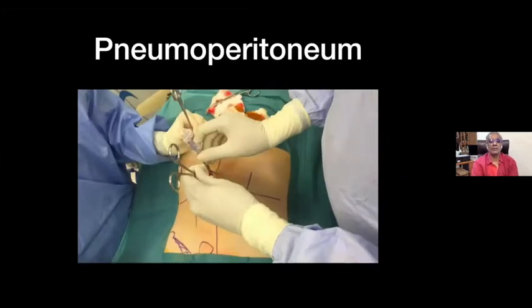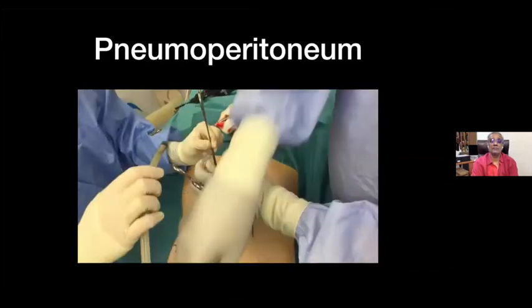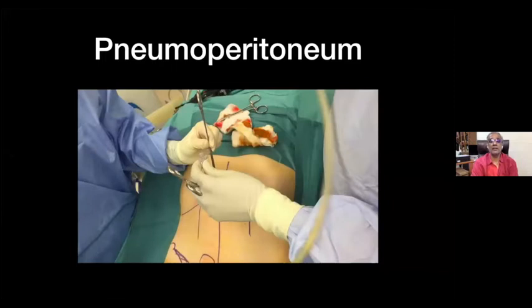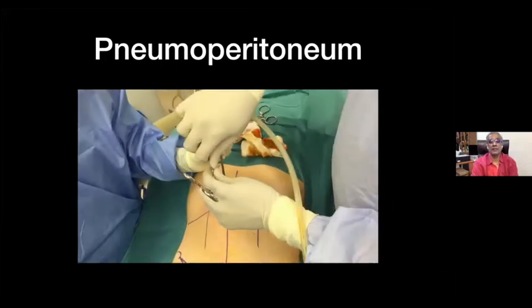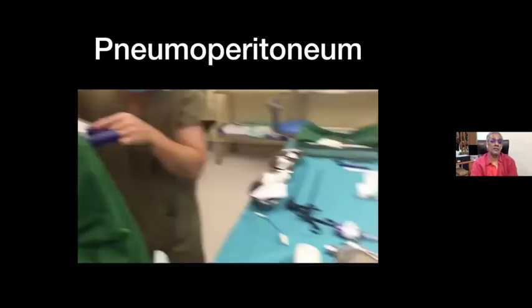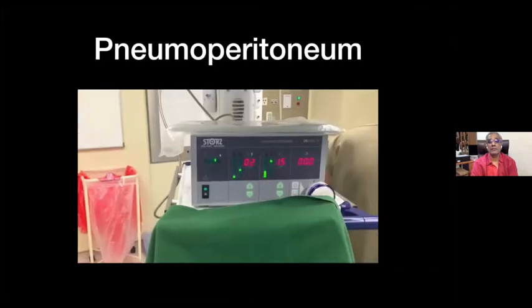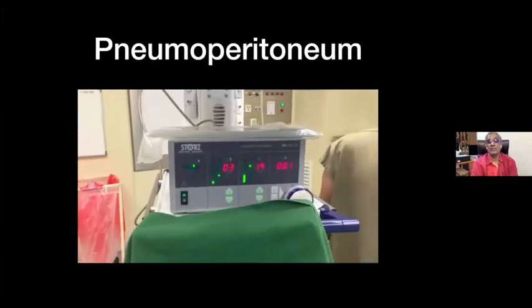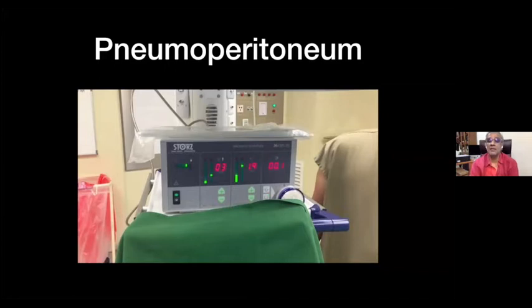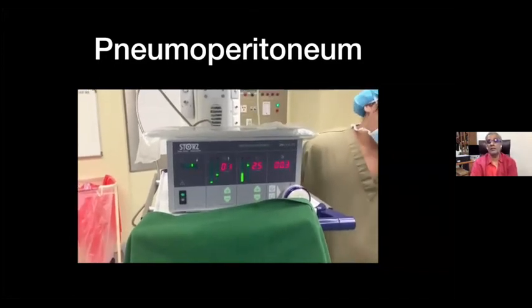So two clicks and then you are in. Then always test it, every case: water and then a droplet. If your droplet is running in, then you know you are in. Then connect it to the carbon dioxide and you can see the insufflation. It starts slow and then slowly builds up. Once it's filled up, at a pressure of about 12 to 15, you can introduce your first trocar.